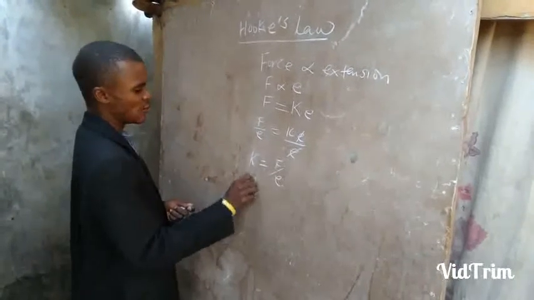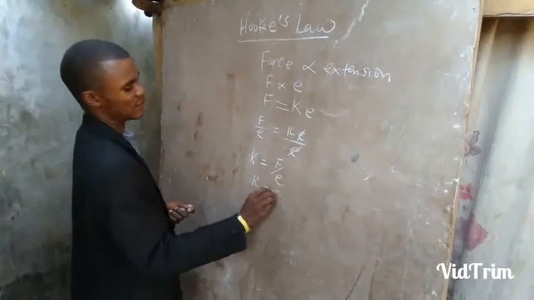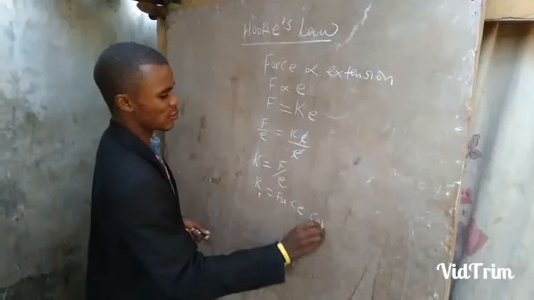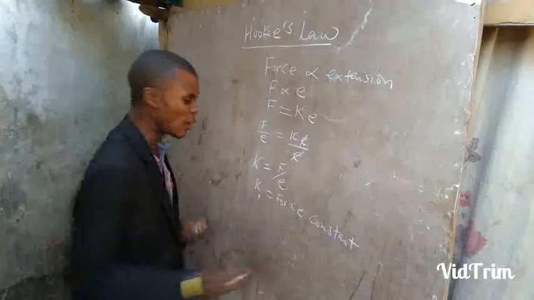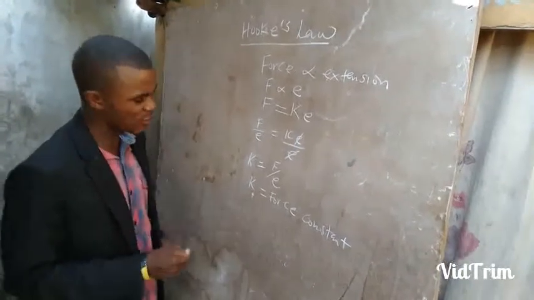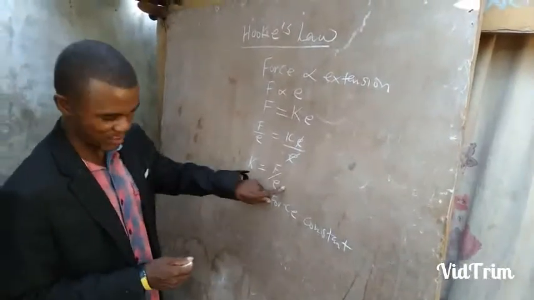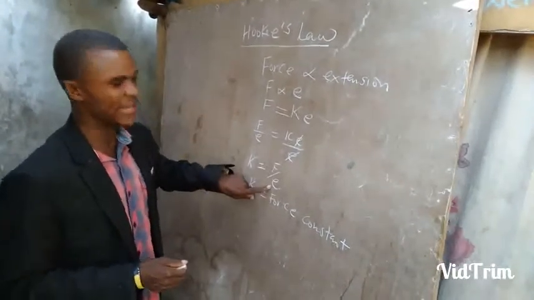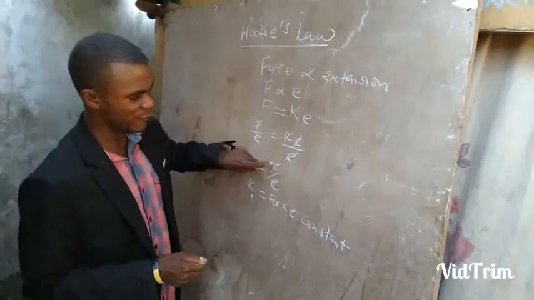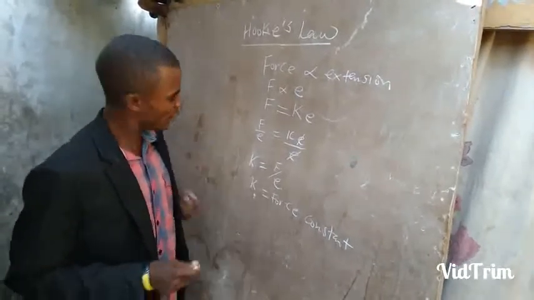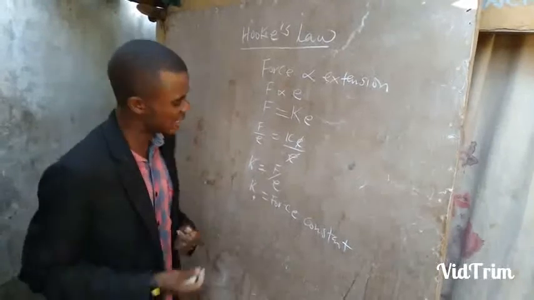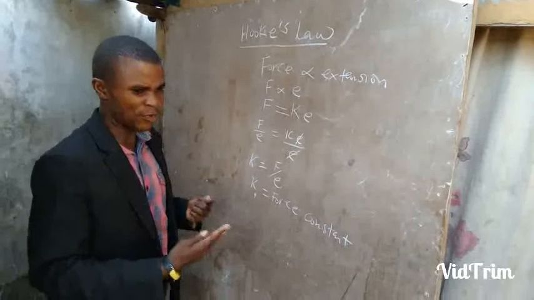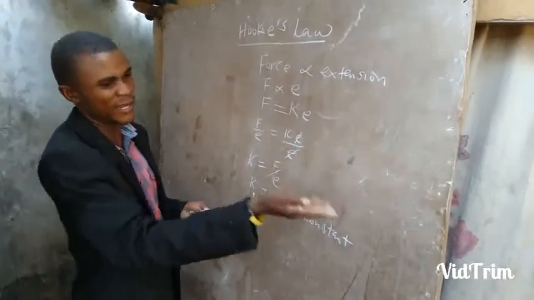And K here is known as force constant. Now, how do you define force constant? If you want to define force constant, you look at the relationship. It is force divided by extension. And F divided by E in mathematics is the ratio of the force to the extension. So if you want to define force constant, you say force constant is the ratio of the force to the extension. Therefore, force constant is just the force divided by the extension.